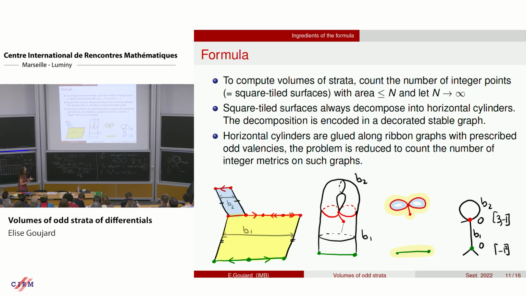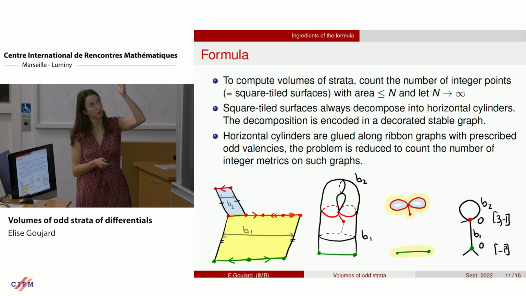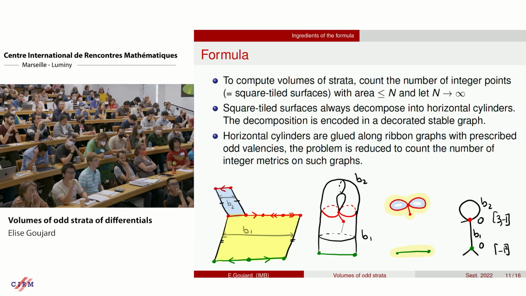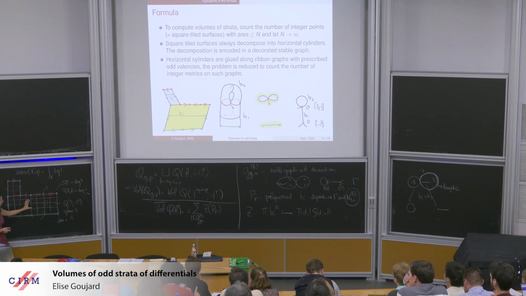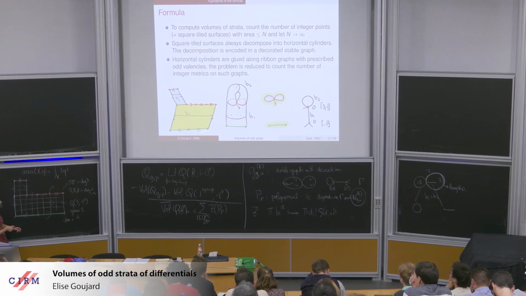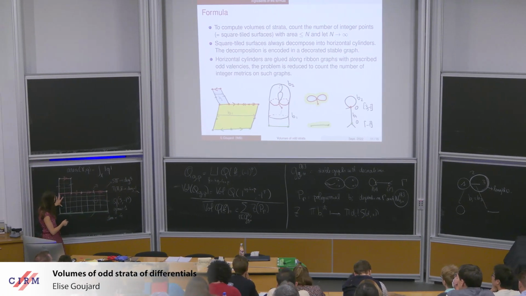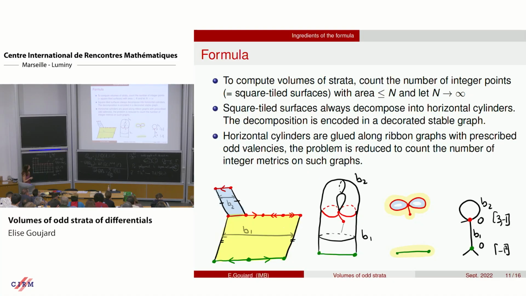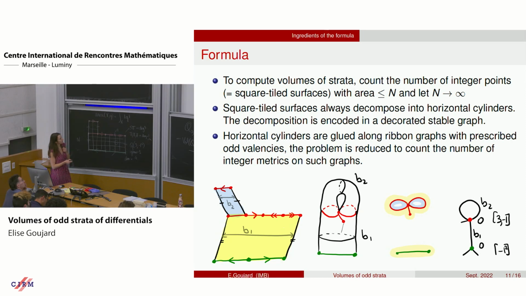So recall that I want to compute volume of strata. So I want to count the number of integer points of square tile surfaces. The first remark is that once you get a square tile surface, it always decomposes into horizontal cylinders. So this is another square tile surface in the same stratum. So I just moved a little bit this complex number, but I claim that this is also a square tile surface.